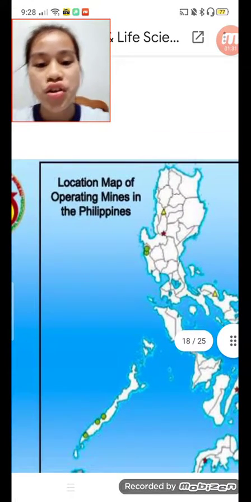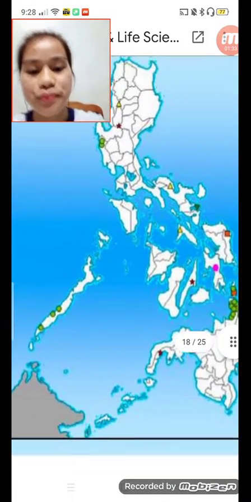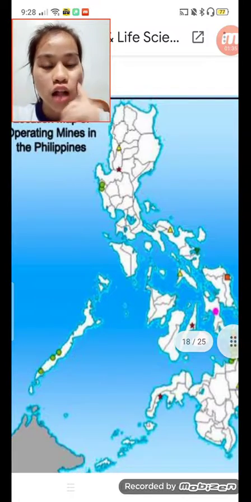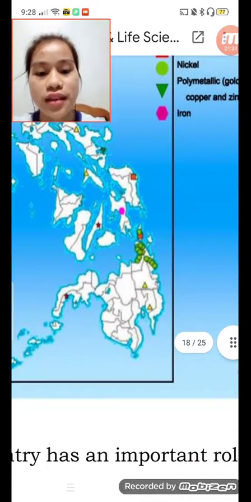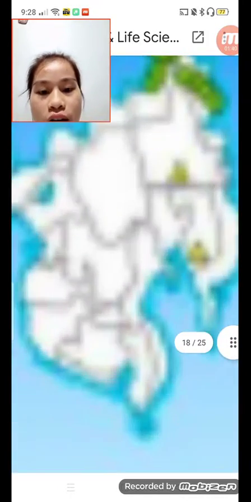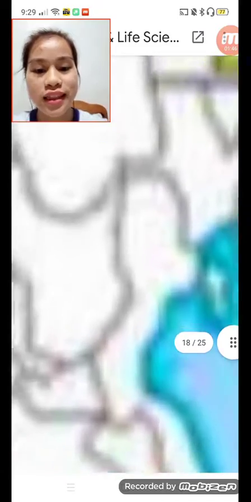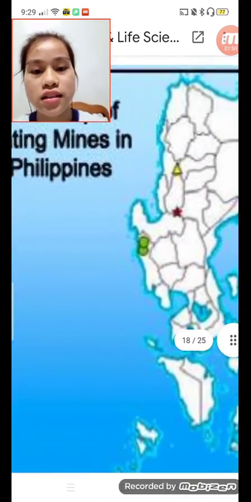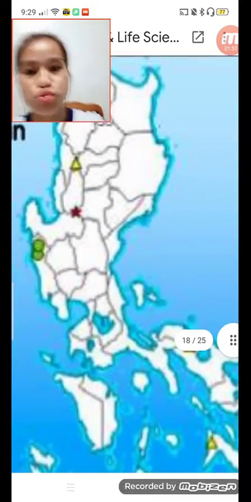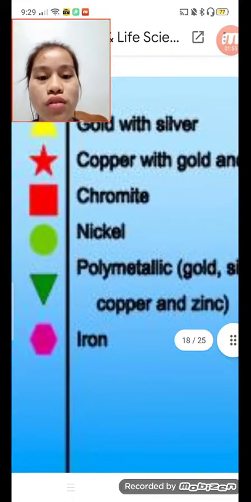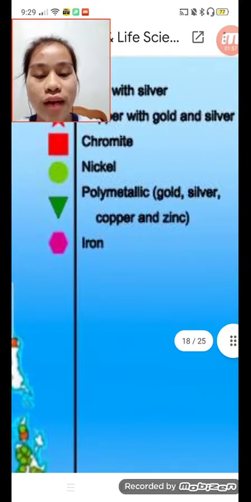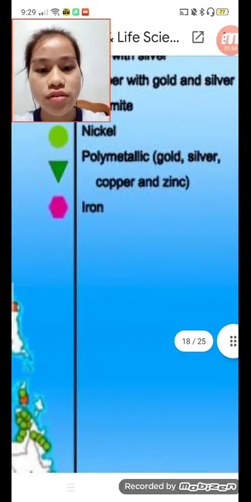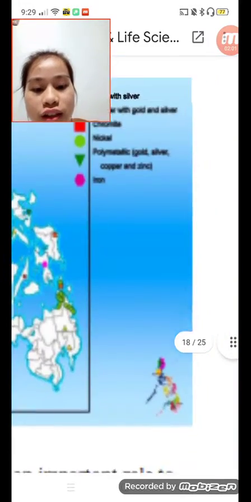So, the location map of operating mines in the Philippines is Luzon, Visayas, and Mindanao. This is Davao City. Actually, this is Manila. This is Luzon. Gold, silver, copper with gold, silver, chromite, nickel, polymetallic gold, silver, copper, zinc, iron.